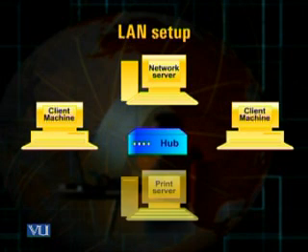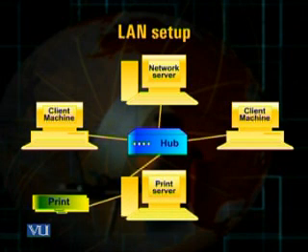You see there are 4 computers which are connected to each other. There are 2 client machines and there are 2 server machines. One is a network server and the other is a print server. Attached to the print server there is a printer. All these computers, they are connected with each other with the help of a networking device called a hub.